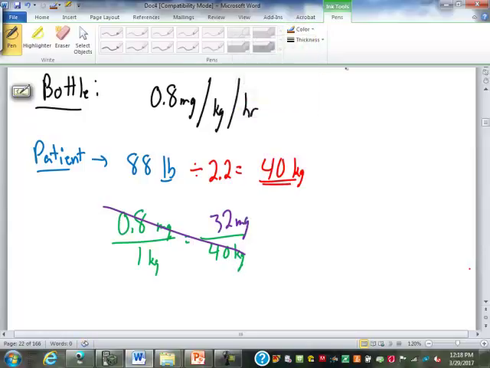Now, as I said, we could have done the 40 kilograms and then converted that using dimensional analysis. Putting kilograms on bottom, milligrams on top. 0.8 milligrams is equivalent to 1 kilogram. And we're going to get to the 32 either way.